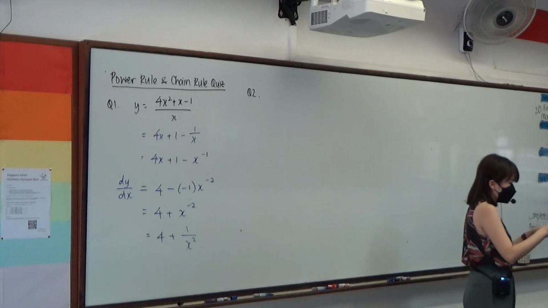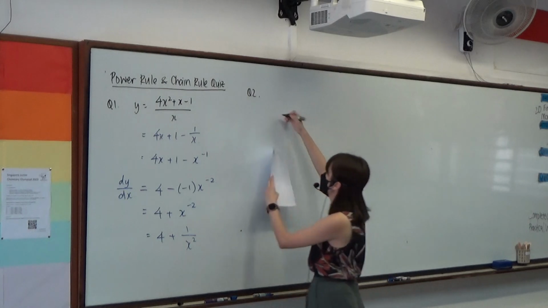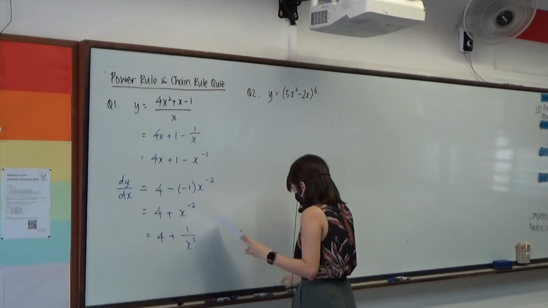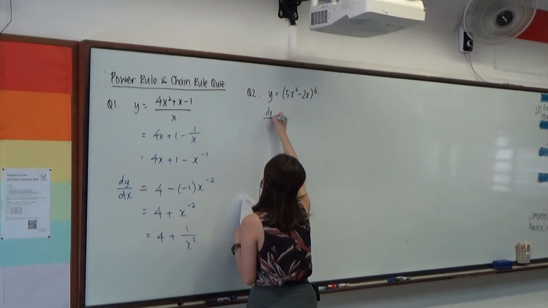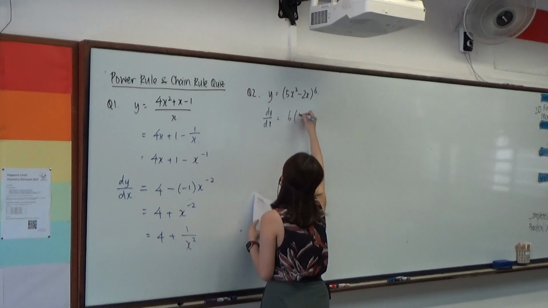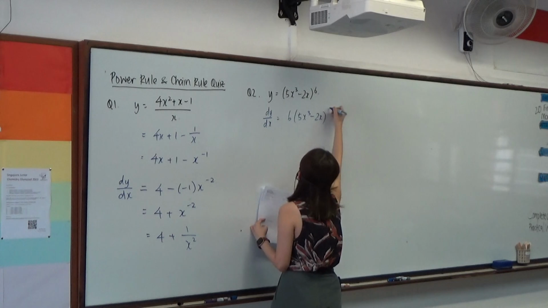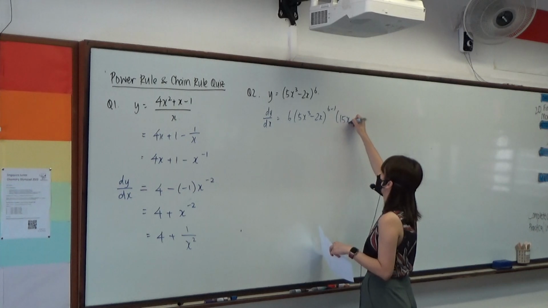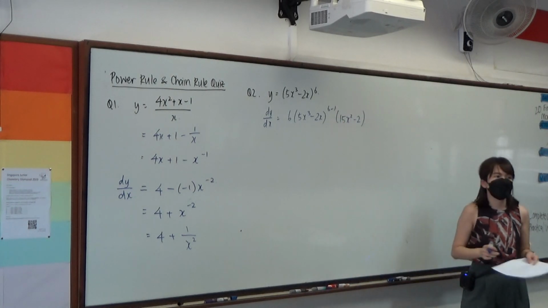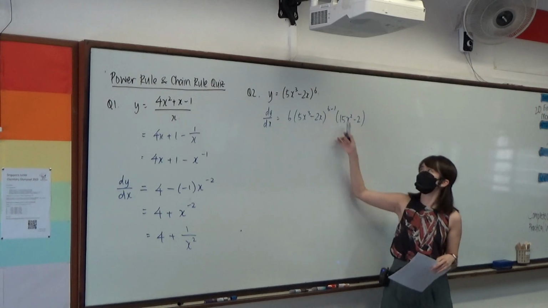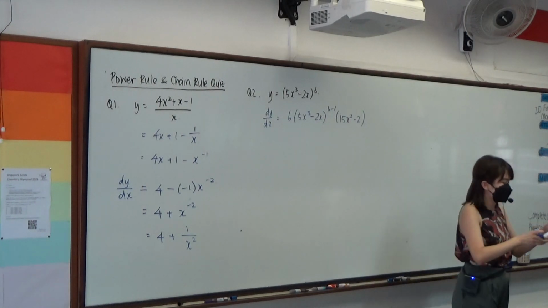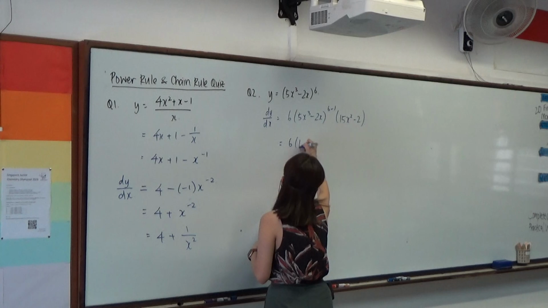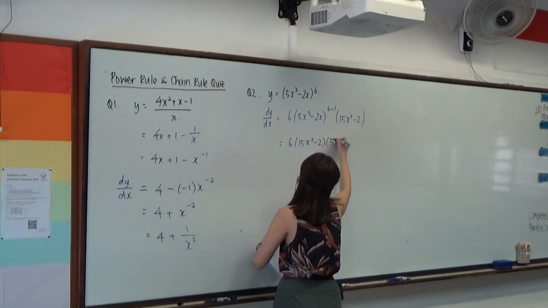Next, for question 2, to do our chain rule, y equals 5x cubed minus 2x, all to the power of 6. In order to differentiate this, we bring down the power 6, maintain the bracket with power minus 1, then we differentiate inside the brackets, we will get 15x squared minus 2. Because the 3 is being brought down, 5 times 3 is 15, 2x differentiated, you will get a 2. And then we simplify. You may leave the answer in this manner.